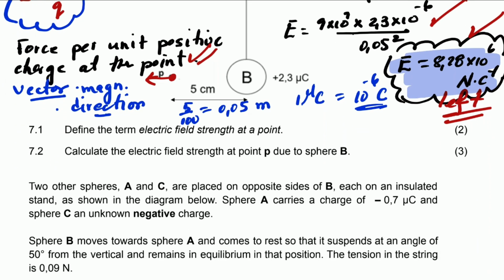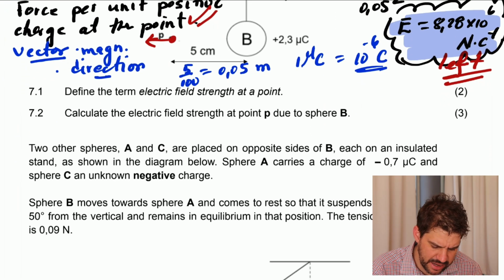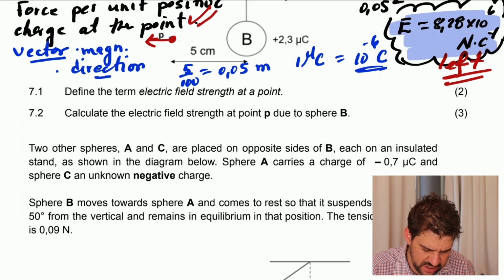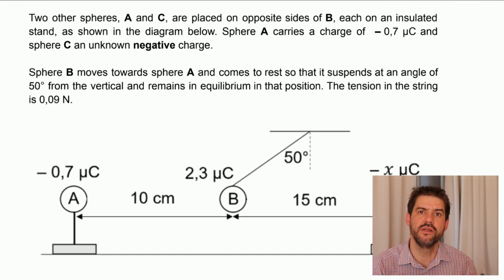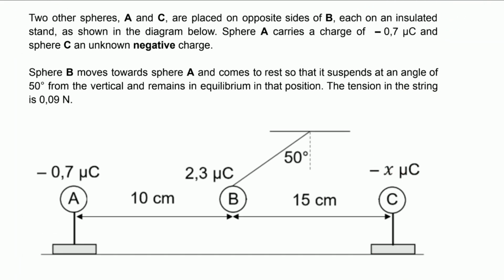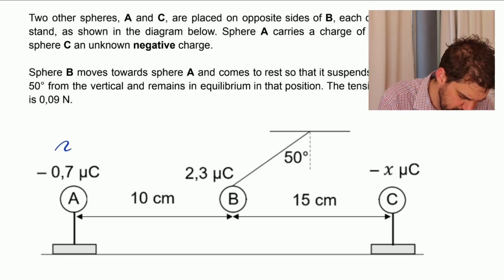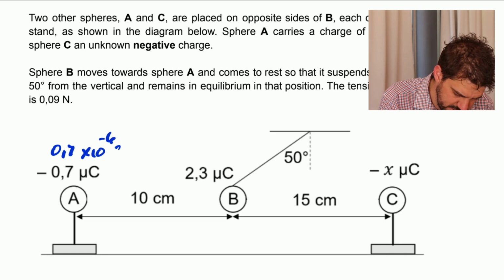Now, the next question says, 2 other spheres A and B are placed on opposite sides of B, each on isolated stands as shown in the diagram below. Sphere A carries a charge of minus 0.7 microcoulomb. Remember, we have to convert. We can actually convert already here. So this one is 0.7 times 10 to the minus 6 coulomb.